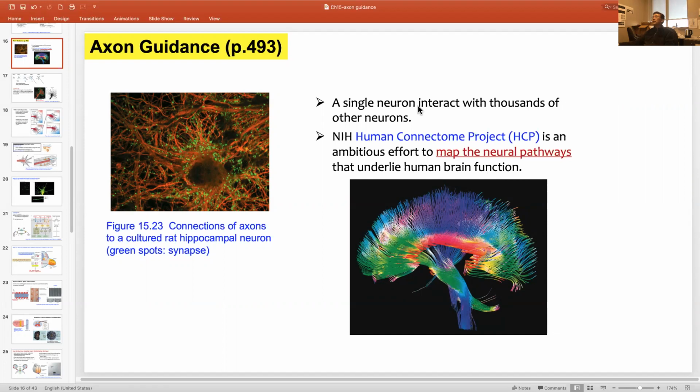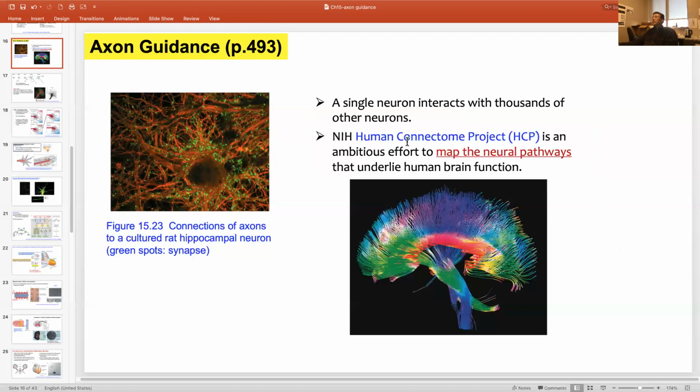So a single neuron can interact with thousands of other neurons, and there's a very ambitious project launched many years ago called the Human Connectome Project, or HCP. The aim of this project is to map the entire neuronal pathways in the human brain. Again, we're talking about more than 80 billion neurons in the human brain.